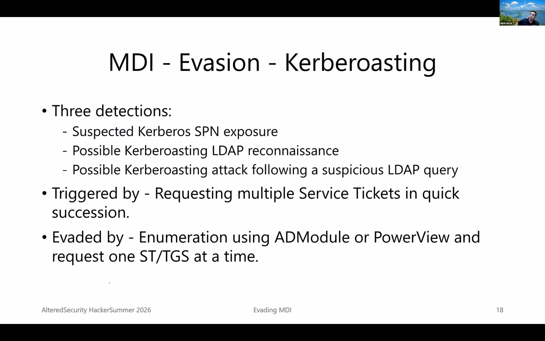What Kerberoasting is, once again, you request a service ticket that is RC4 encrypted and you brute force it offline. If the KDC or the domain controller refuses to issue a ticket in RC4 encryption, the attack would be dead. To be honest, it would be great. There have been a lot of decoys for Kerberoasting as well. As of now, what are the detections? Three detections in the top 10: suspected Kerberos SPN exposure, possible Kerberoasting LDAP recon, and possible Kerberoasting attack following a suspicious LDAP query.